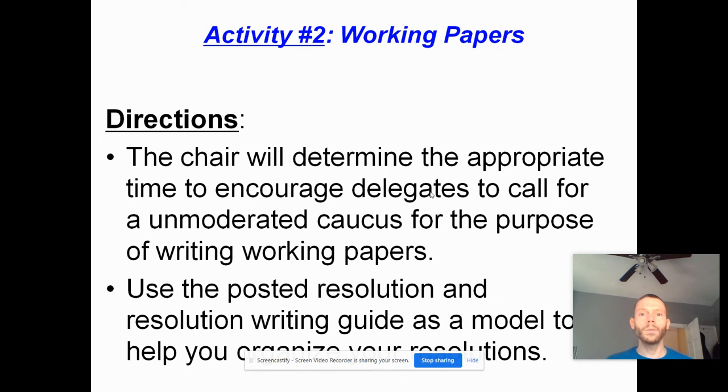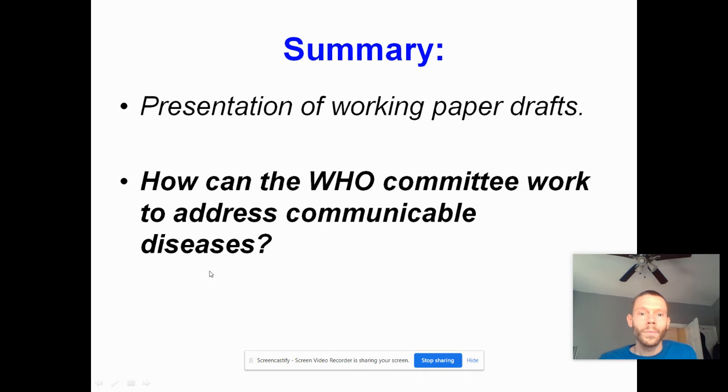Hopefully, we'll be able to move into working papers within this 45-minute Zoom meeting, and we'll take it from there. I did post a sample resolution and resolution writing guides on Google Classroom to help you create your resolutions. And really kind of thinking about seeing how far we get in our meeting, how the World Health Organization Committee can work to address communicable diseases. I think at this point, after today's first trial run, we'll see how things go, and then perhaps next week we can move into a crisis simulation.